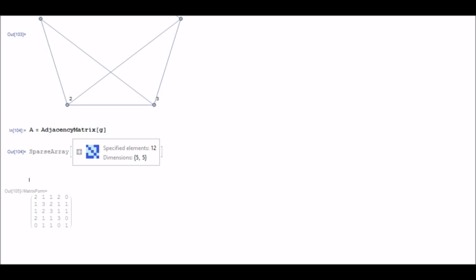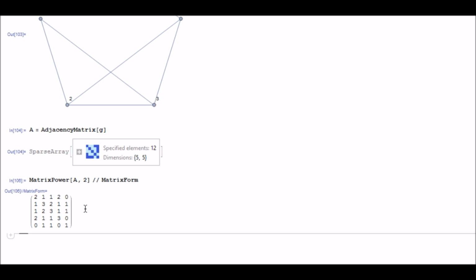Now, this might be tedious if we're trying to look at the 17th power of A, because we'd have to multiply A by itself many, many times. Instead, what we can do is use the command MatrixPower. We give it the matrix A, and we want, say, the second power. Let's put it back into matrix form just so we can verify that it's the same matrix. So this is another way of computing the power of a matrix.